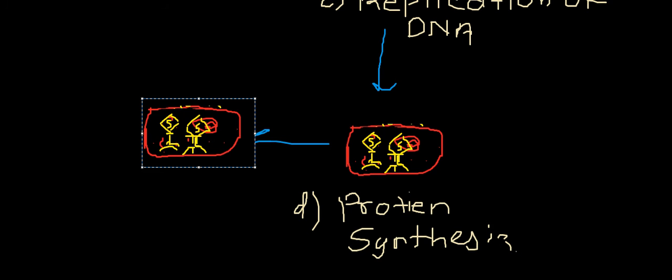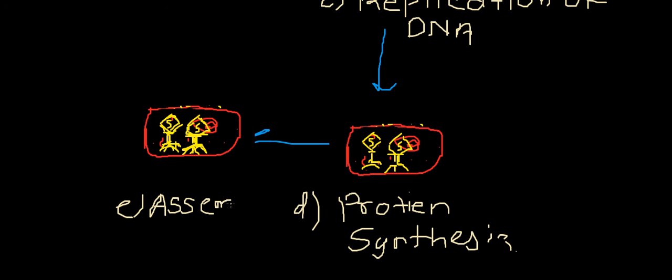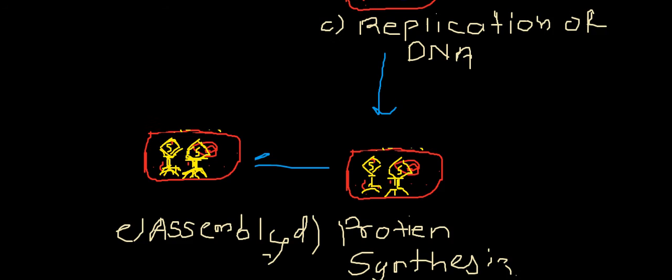Let me draw it more neatly right now because it's now at its best stage. It's now grown totally, so it has got everything. It has got its tail, its tail pins, everything, tail fibers. This is the assembly stage. This is called assembly. And the last stage is release.